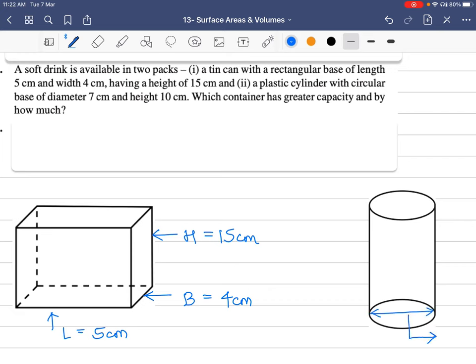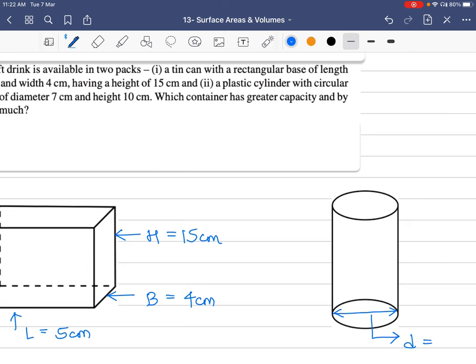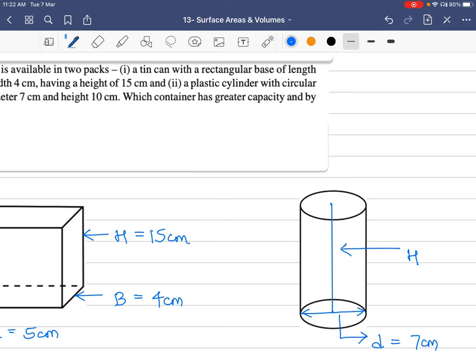So I'm just going to say, okay, diameter is equal to, yes, 7 centimeter, and the height, let us draw the height. So let's say this is the center, this is the center, height is this line which connects the center. Now height is 10 centimeter. So again under arrow, and height is equal to 10 centimeter.